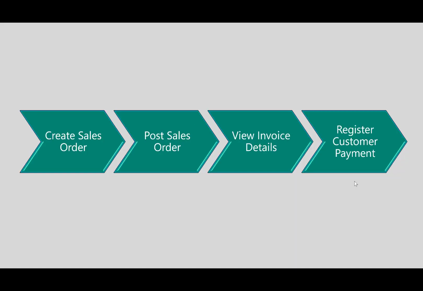In this demo scenario, we'll talk about a very common business process in most organizations called order to cash. Now, to demonstrate this scenario, we have 4 steps. First, we'll start by creating a sales order. Then we'll post the sales order. We'll view the invoice details and then register the customer payment.